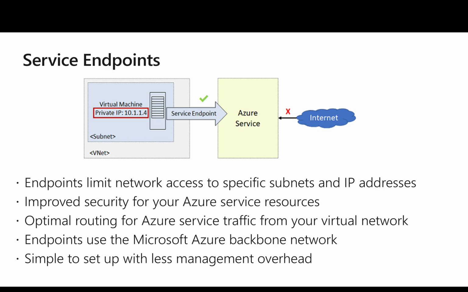So this provides optimum routing for specific Azure service traffic, and it will use the Microsoft backbone instead of the internet. And the setup is simple from both the virtual network side and the Azure service side as well. We don't really need any public IP addresses or gateways. We can just enable it on both sides, and it's as simple as that.